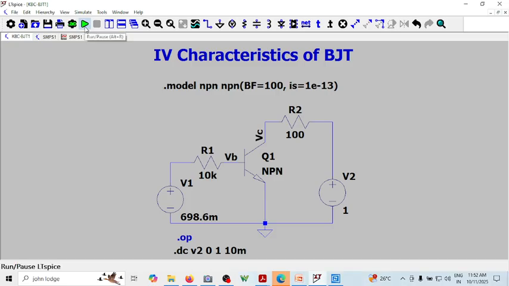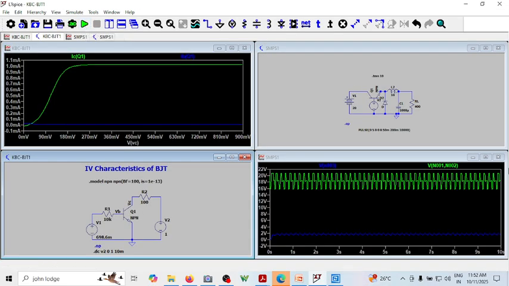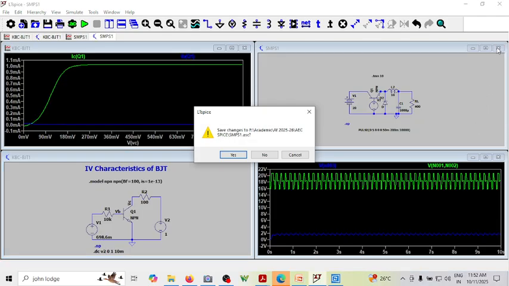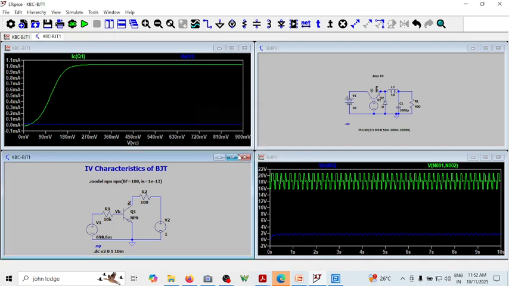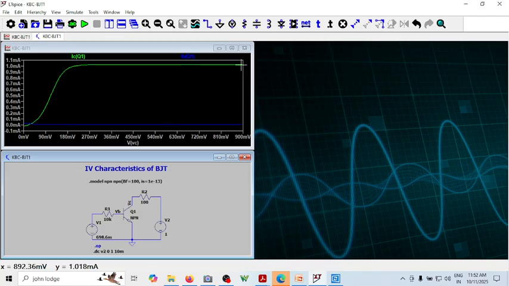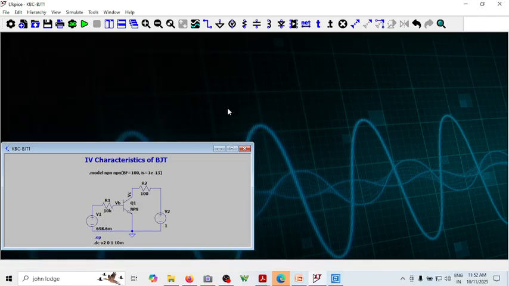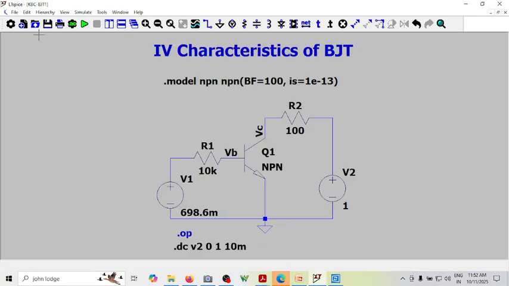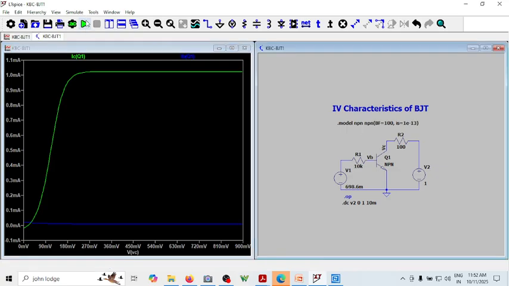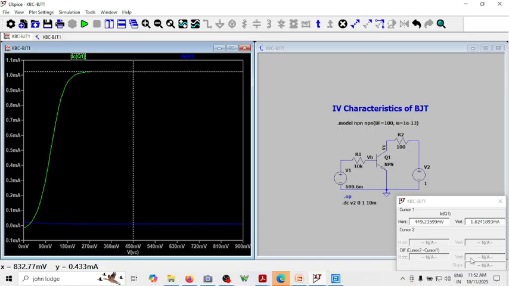If I run this, okay, let me take this out. Let me take this out also for the time being. Now let me save this and run it again. See now, can you see the current is increasing? Current is increasing linearly. Can you see the current is becoming constant, which is almost equal to 1.02 milliamperes.